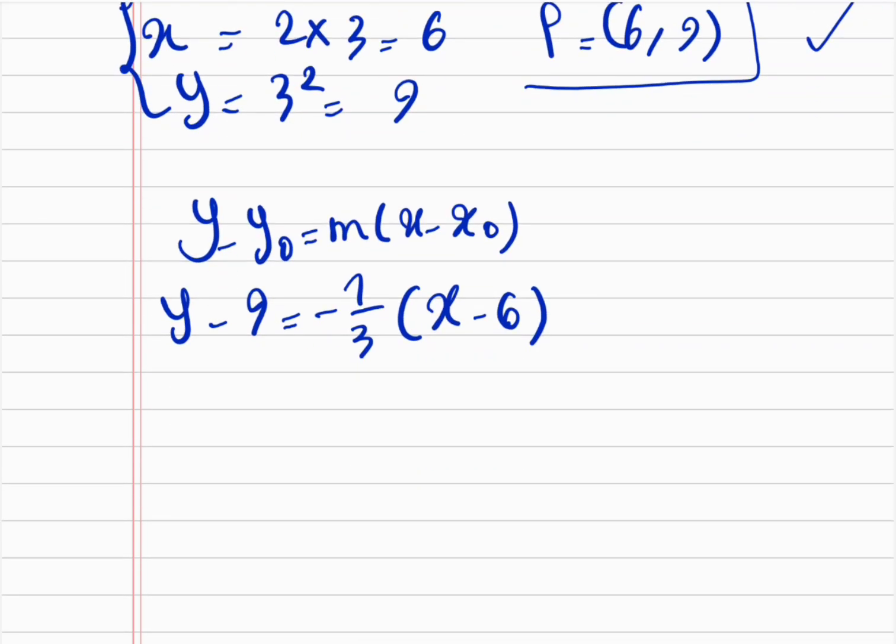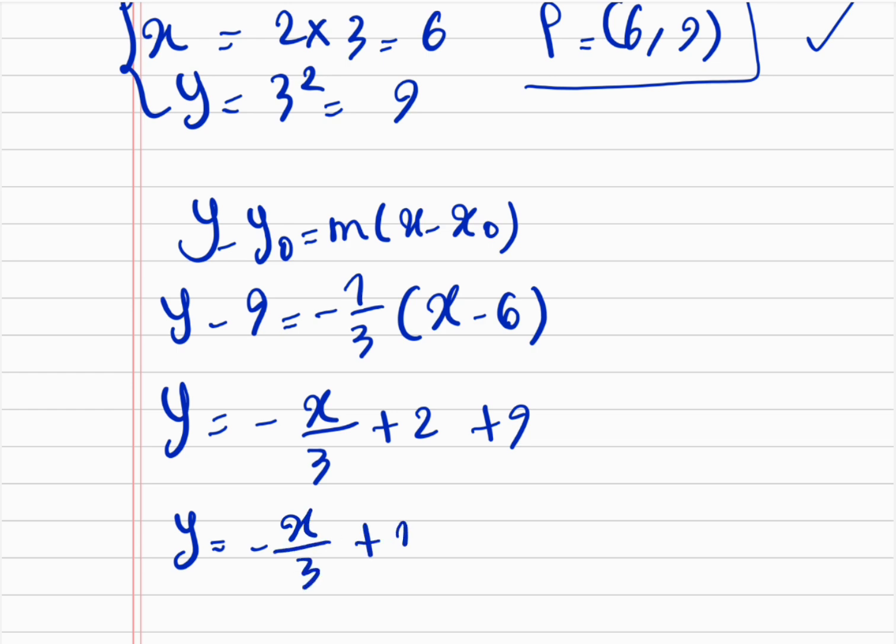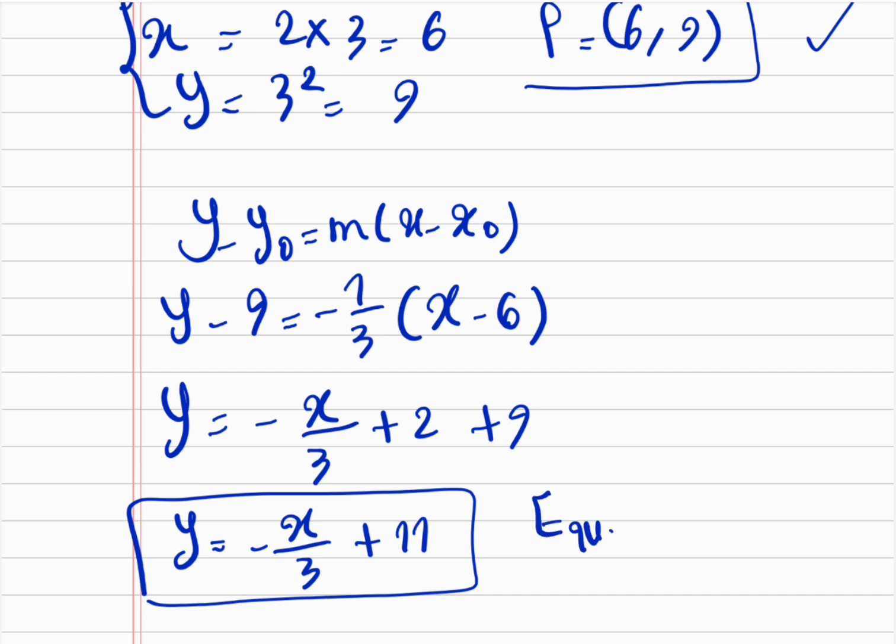So the question hasn't asked us for a specific form. We can just simplify this. So I'm going to do y is equal to minus x/3 plus 2, expanding the bracket, plus 9, just adding 9 to both sides, and this is equal to minus x/3 plus 11. So this is the equation of the normal.